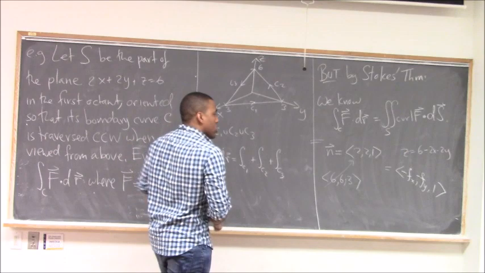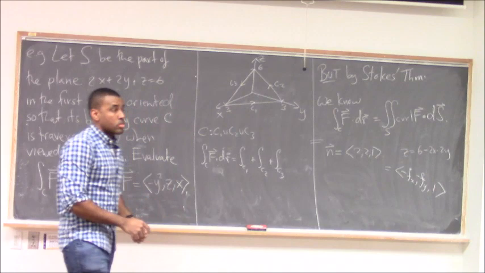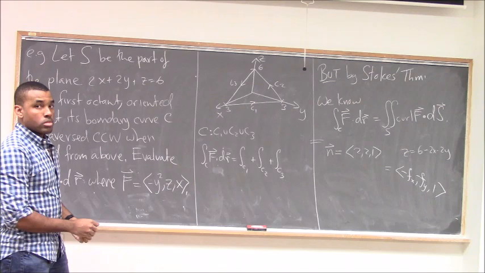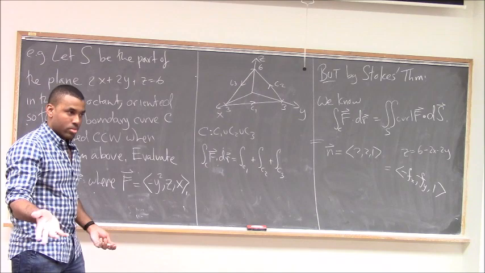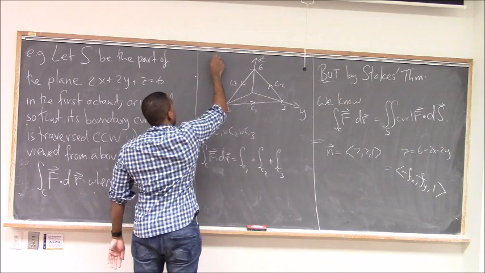Is this positive z? Going toward positive z. And you're using the right hand rule. So you're looking at it from above. It's the right hand rule, right? That's the thing. How do you know which way the normal vector should be pointing? We know that if we're looking down, it should be going counterclockwise.